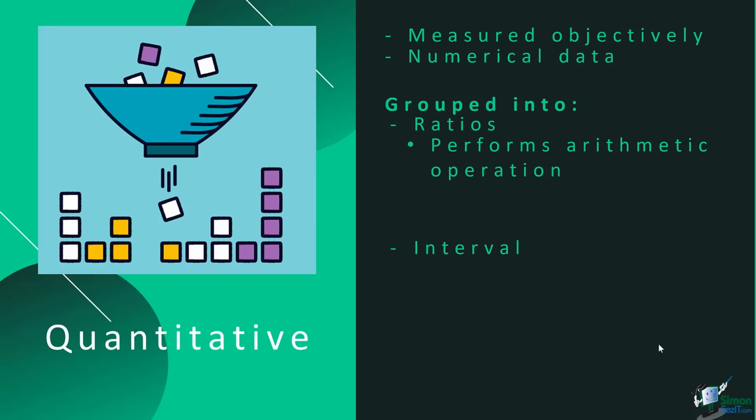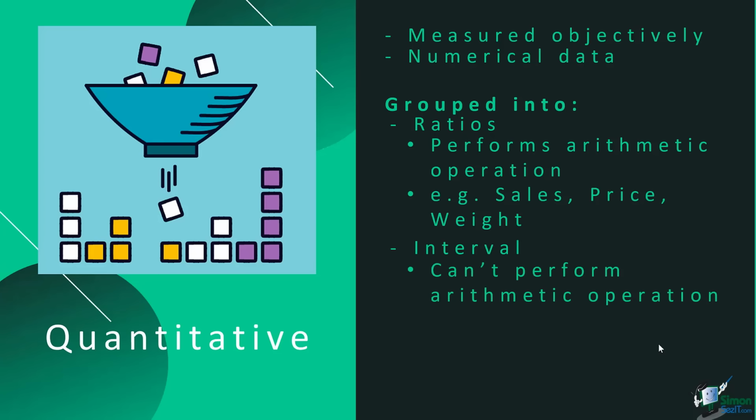For example, you can sum sales values for the month to get totals. 0 sales mean that there were no sales for that month. Other examples are age, price, and weight. Intervals are quantitative data that you can perform arithmetic operations on. Its numerical order and difference between values are given importance.